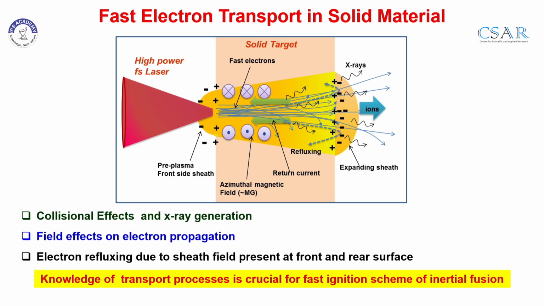These can be used for diagnosing the plasma as well as for practical applications. The other thing is electron refluxing due to the sheath field, because the sheath field forms at both surfaces and will not allow the electrons to escape from the target. When such a high current propagates through the plasma, it is not allowed to pass unless there is a return current originating from the target. So this is a very exciting field for researchers to work on, from the generation of high energy ions to contributing to fusion research.